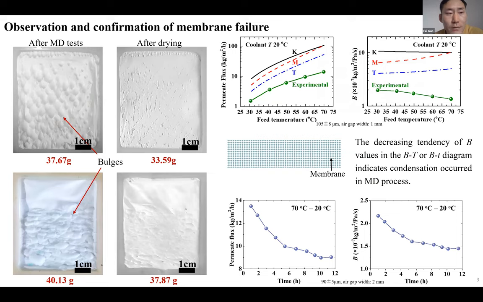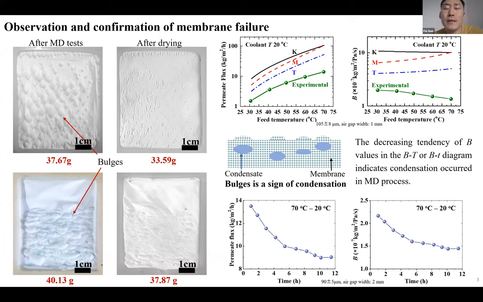We started our study from the observation and confirmation of condensation in the membranes during the MD process to confirm the membrane failure. We started our first experiment with a membrane thickness of 105 micrometers. We see some bulges in the membrane surface, and the membrane weight after the MD test is 37.67 grams, and that after drying was 33.59 grams. That's the water condensate inside the membranes, and it may cause the bulges in the membrane surface.